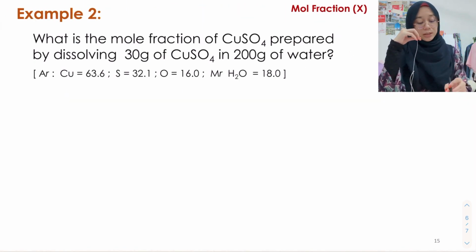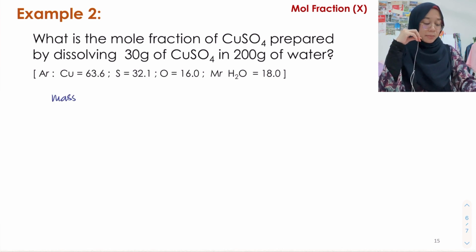So, what is the mole fraction of CuSO4 prepared by dissolving 30 gram of copper sulfate in 200 gram of water? Okay, so this time around the info given to you is in mass. So bila dia dah bagi mass ni, meaning you have to first convert it into mole lah. After all, you want to look for the mole fraction, right? So you have to convert it into mole.